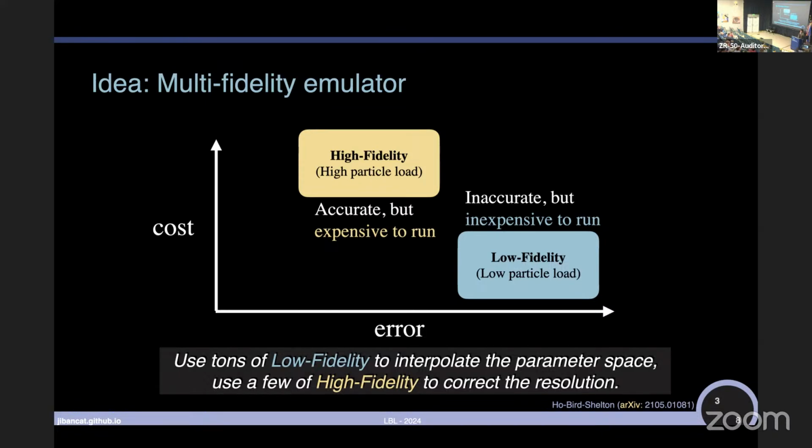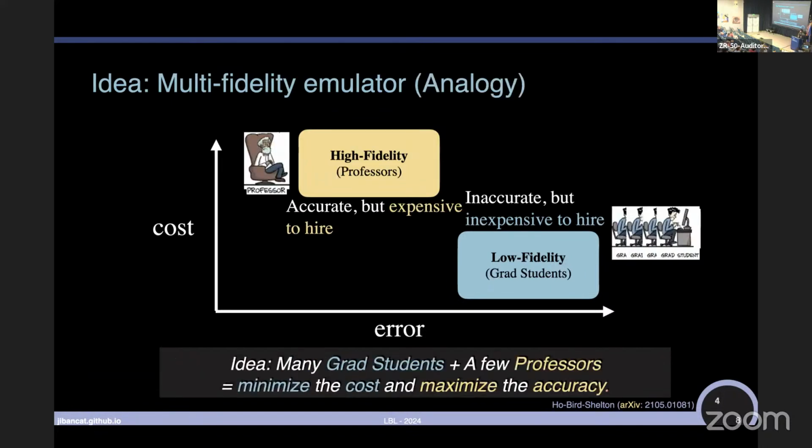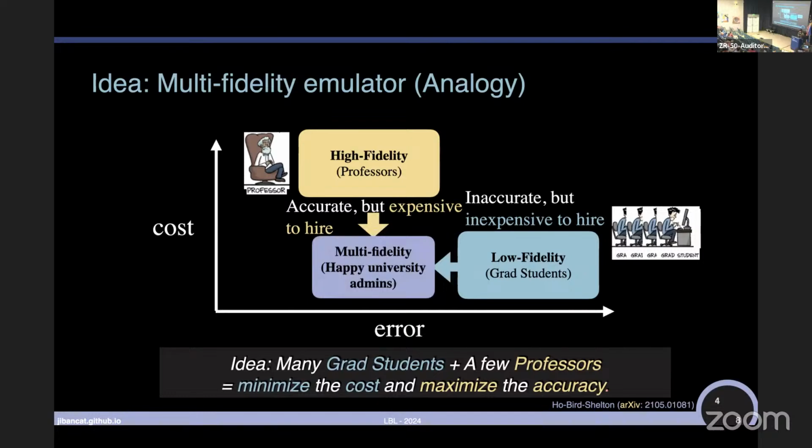One analogy is that in the university, we have professors, they are accurate, but they are expensive to hire, so you can only hire a few of them. But you can have great student labors, there are many of them, they are inaccurate, but they are inexpensive to hire, so you can hire many of them to explore different topics in astronomy or cosmology and use a few professors to advise them. So in this way, the university admin can minimize the cost and maximize the accuracy of the research.